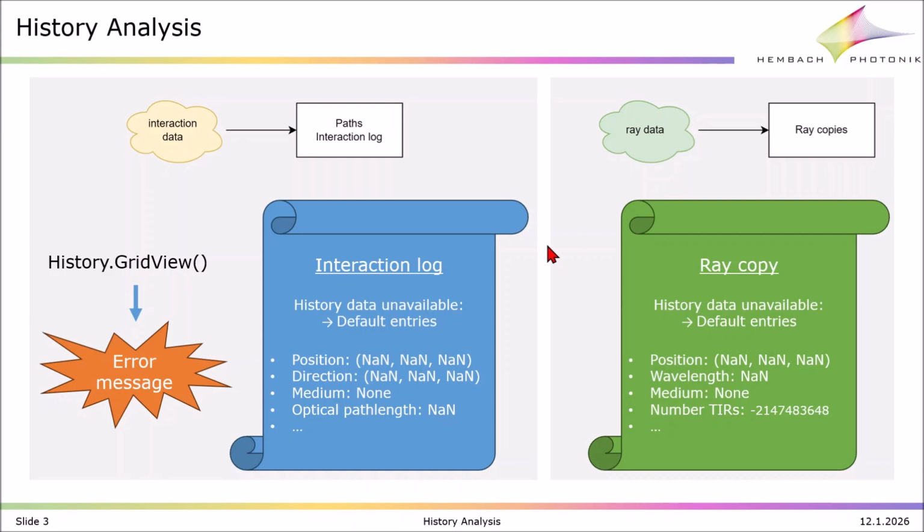Next, if we inspect interaction logs after a ray tracing simulation where the history detector was set up to record only a part of the available interaction data, we will see that the available interaction records show a mix of valid interaction data entries on the one hand and default data entries on the other hand for those properties, the recording of which has not been enabled in the history settings. These default values are either not a number for floating point properties or vector type properties, or none for object type properties.